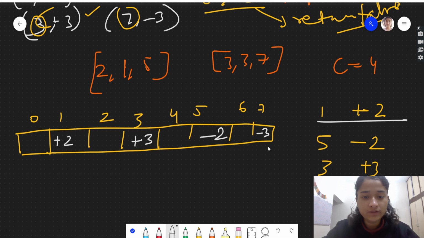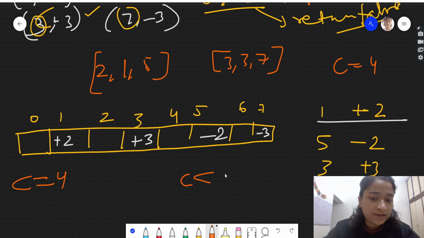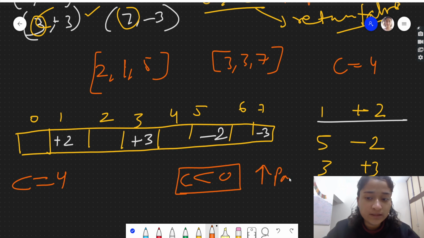So like this we have done. Now what we will do, we have capacity as 4. We will start reversing this over here. If at any point capacity becomes less than 0, means we are adding more passengers, but there are no seats in the car.